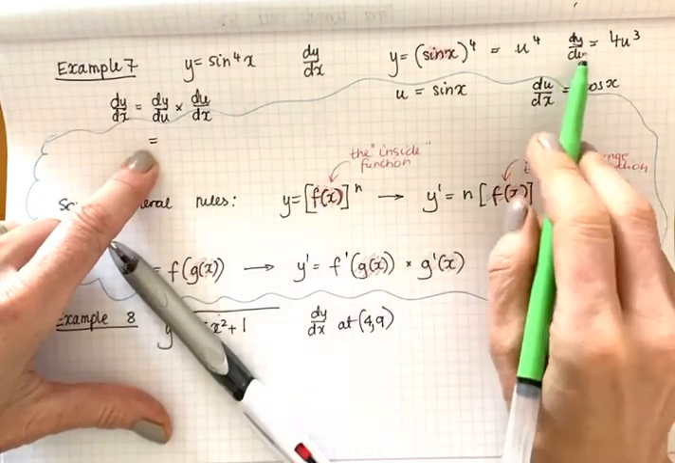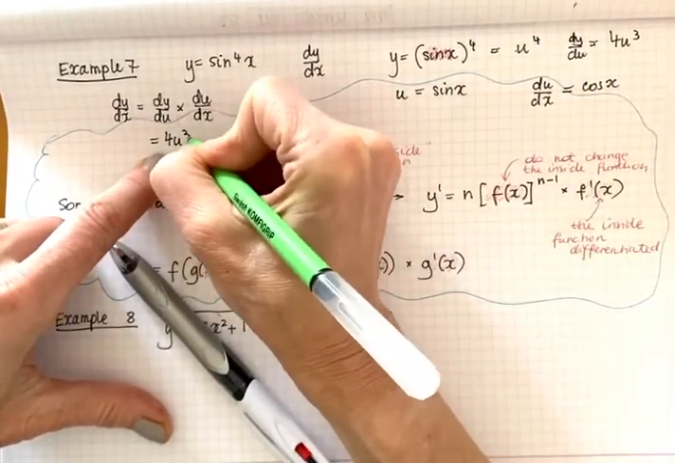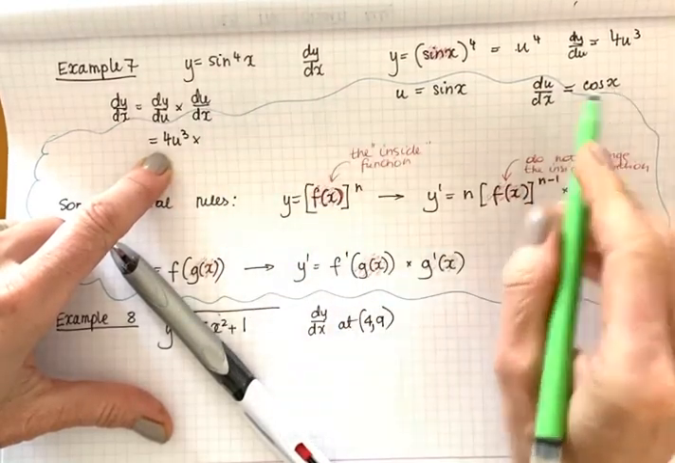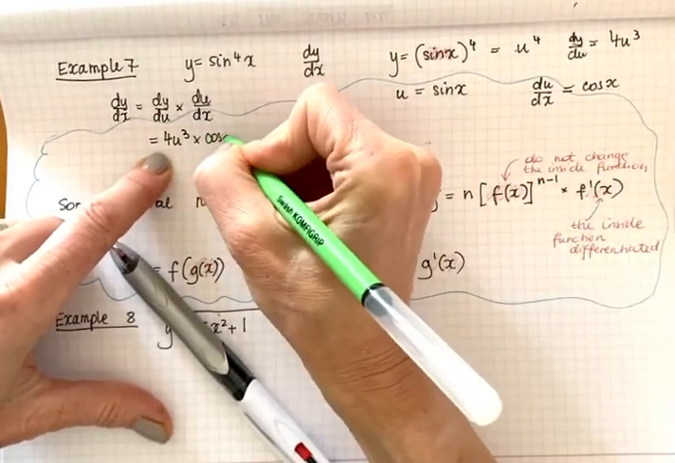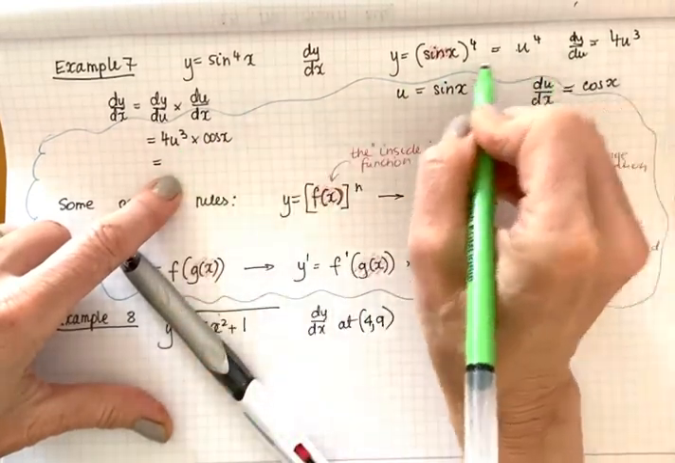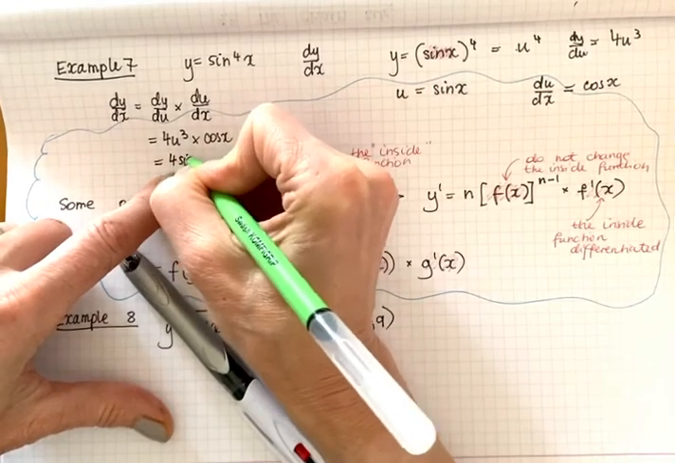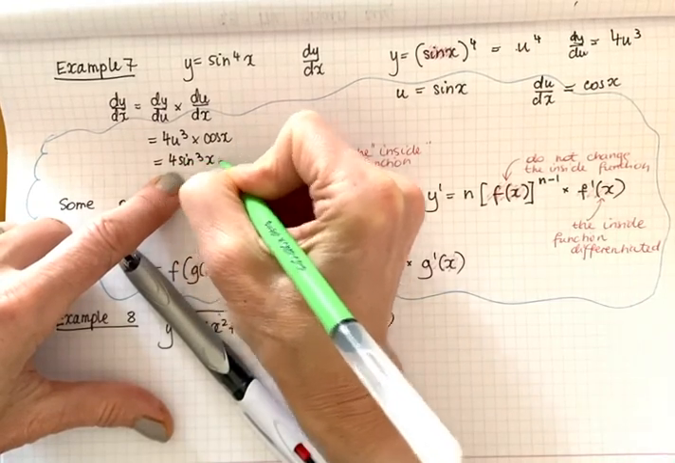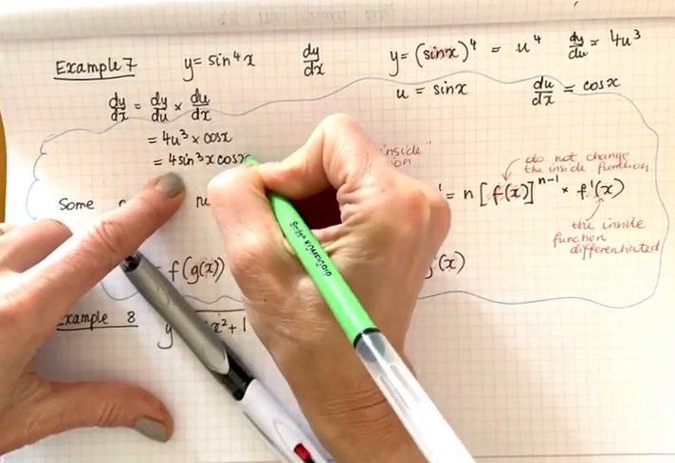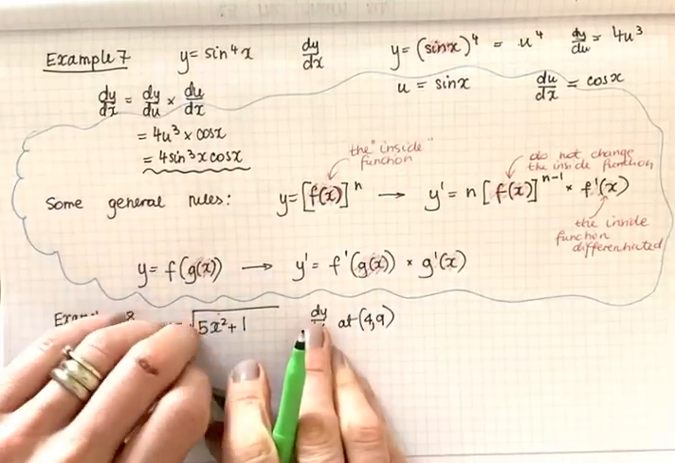So dy du is 4u cubed, and du dx is cos x. I need to make sure I return to x's. So u is equal to sine x. So I've got 4 sine cubed x multiplied by cos x. And that is my answer.